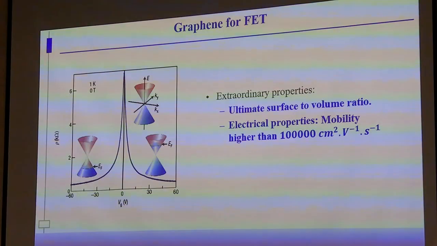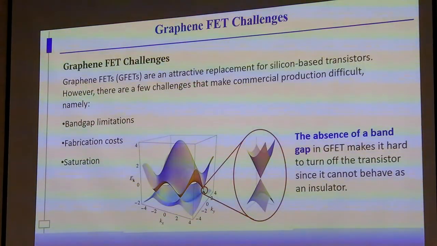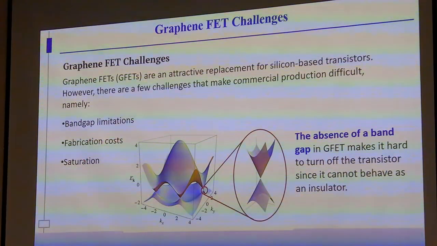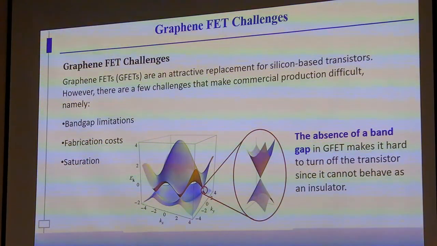You have that. The challenges for graphene-based devices: one is the band gap limitation. If you have pure graphene, then there is no band gap, and if there is no band gap, the problem is that you cannot turn the switch on and off, or turn the sensor on and off, or turn the FET device on and off. The second challenge is fabrication cost, and the third is saturation. At one point you will have saturation, so you will not have any change in property.